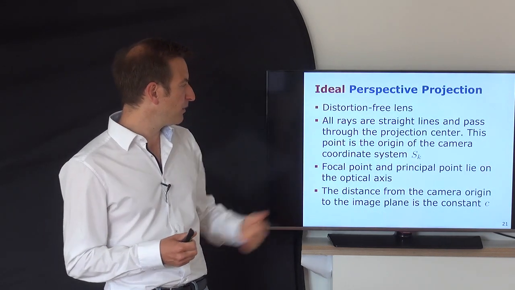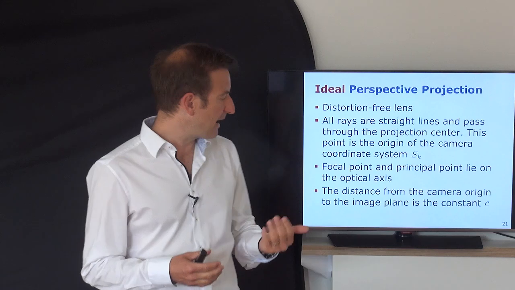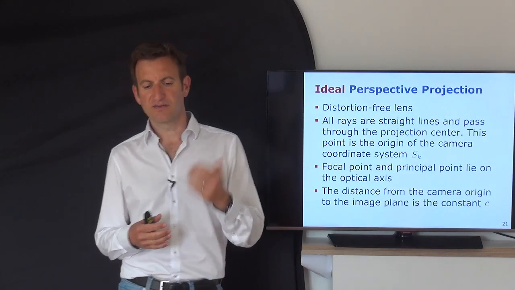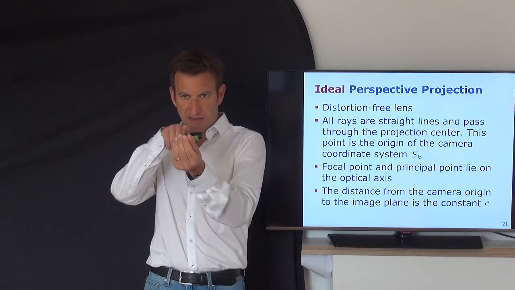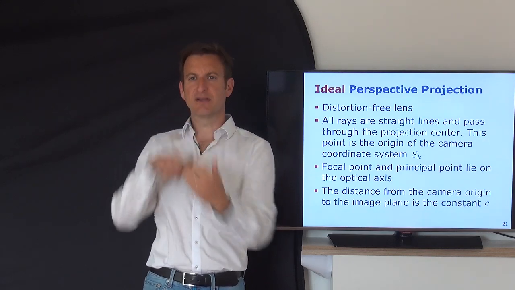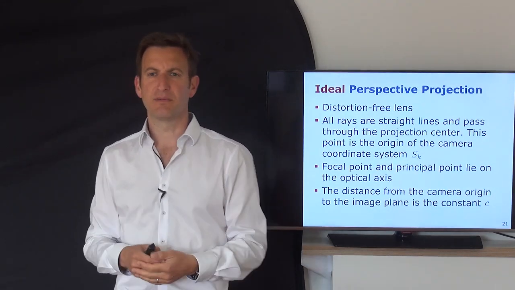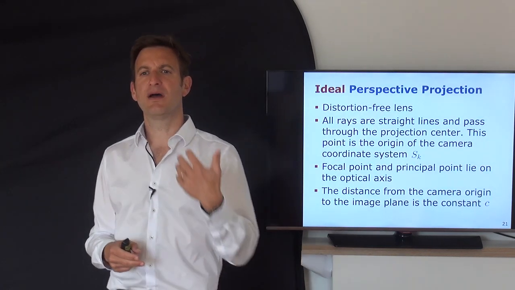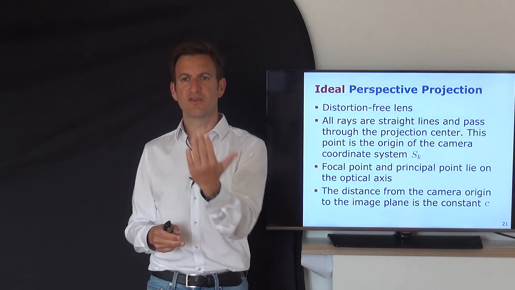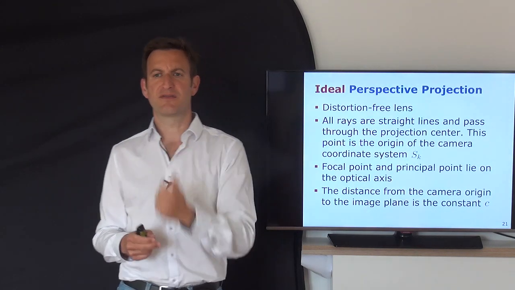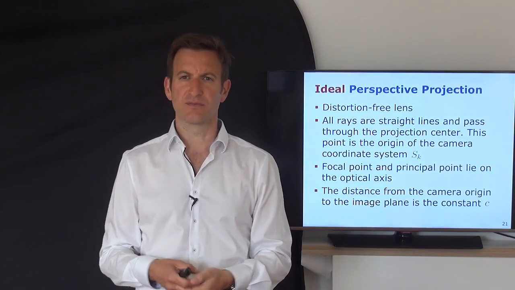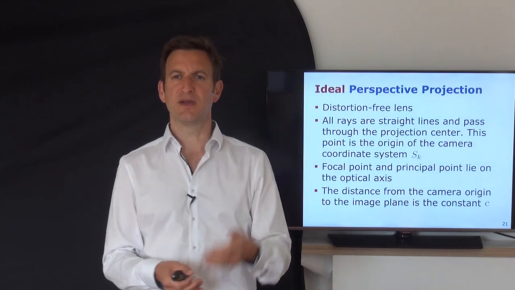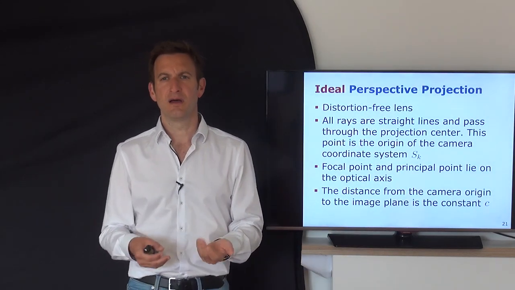So the focal point and the principal point lie on the optical axis. This is an assumption that we are doing. So the optical axis passes perpendicular through the principal point. And the distance from the camera to the image plane is constant. So it's the same distance everywhere, and it's the constant C, our camera constant. So these are the assumptions that we are doing because we are assuming ideal perspective projection.